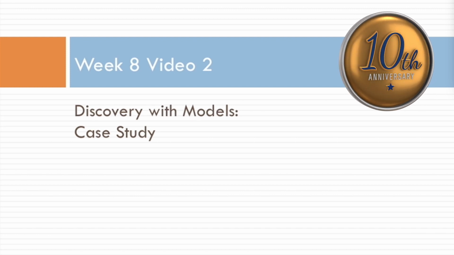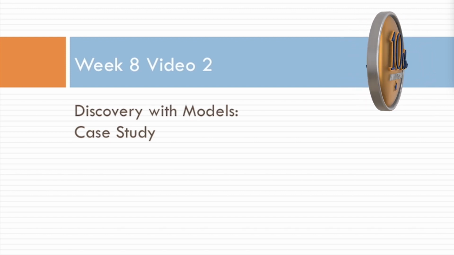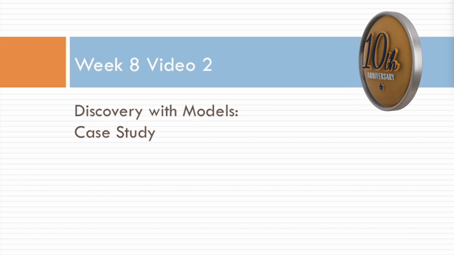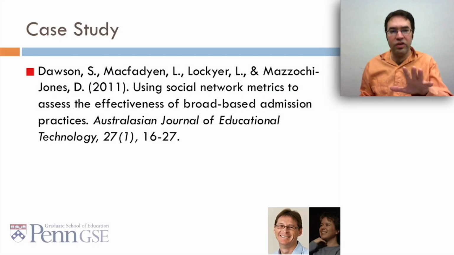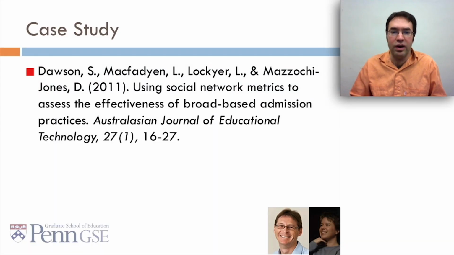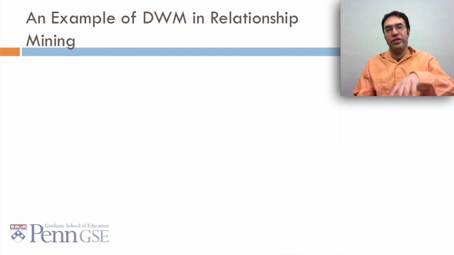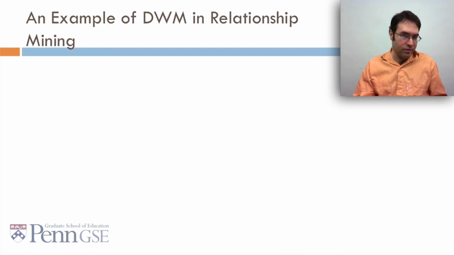Today we're going to continue our discussion of discovery with models by providing a case study that's a little different than the previous ones we've seen in class. In this case, it's work by Dawson, McFadden, and colleagues to study the relationship between social network metrics and admission practices in medical schools. This is an example of discovery with models and relationship mining.